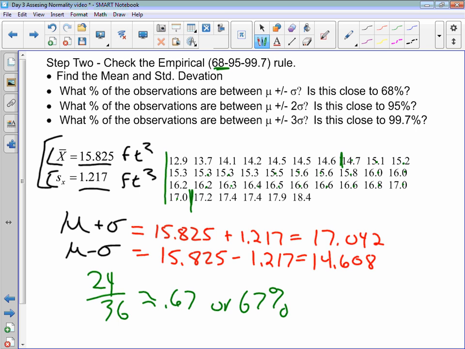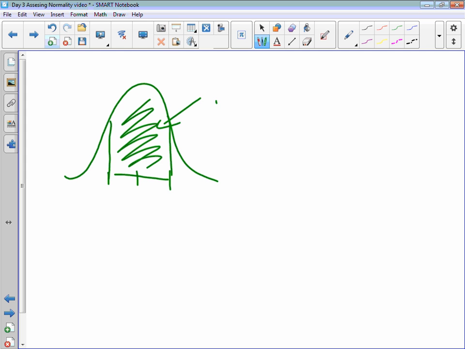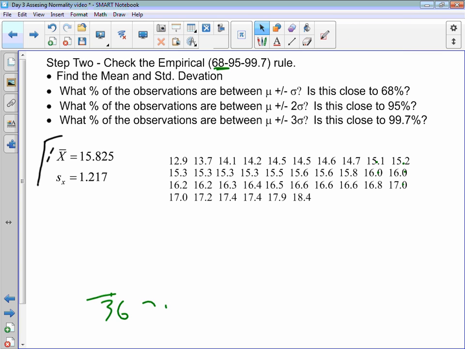Remember that what we're saying is that at this point and this point, in our actual data set, we're getting something close to the 0.68 we would expect to be in this region. So we can repeat this process for 2 standard deviations away.